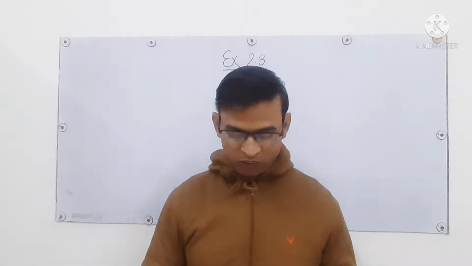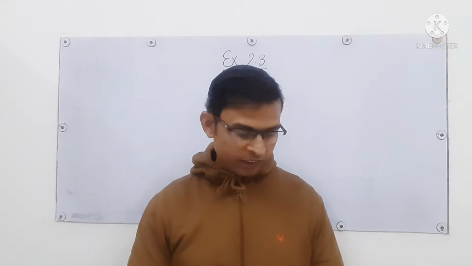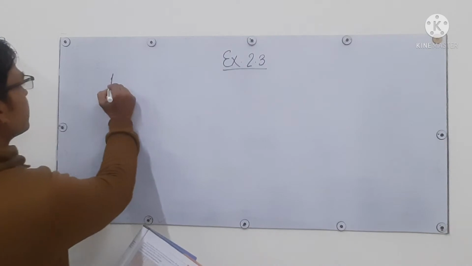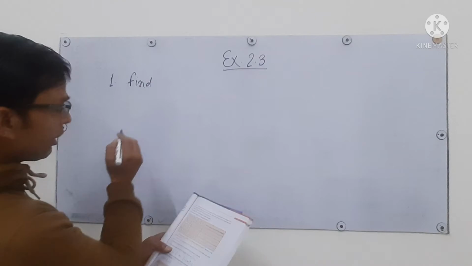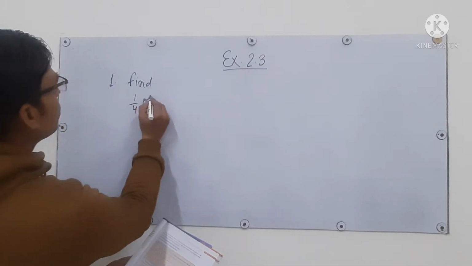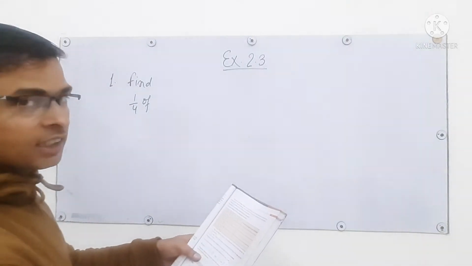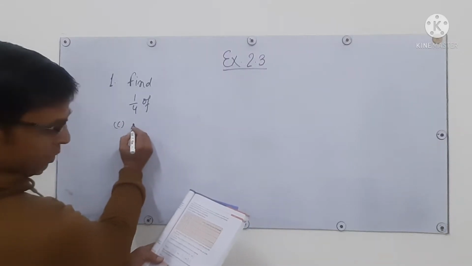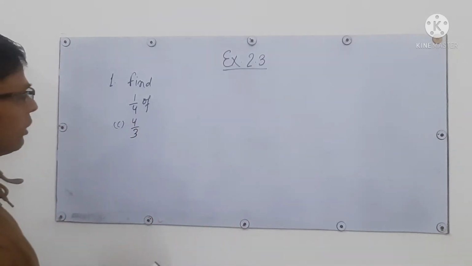Now we will solve exercise 2.3 question number 1, and in this question we have to just solve it. Question number 1 is: find 1 by 4 of, and a few options are given: A, B, C. In this I will solve only part C, and you have to solve the rest on your own. Part C is 4 by 3. So 1 by 4 of 4 by 3.